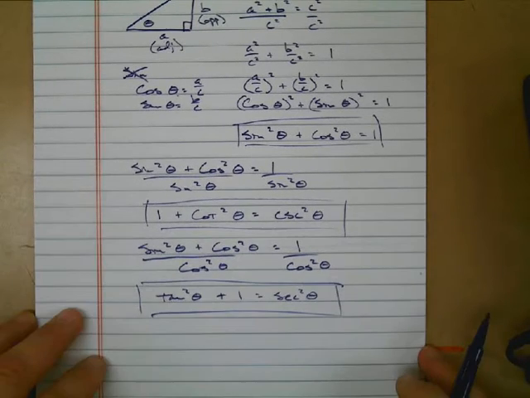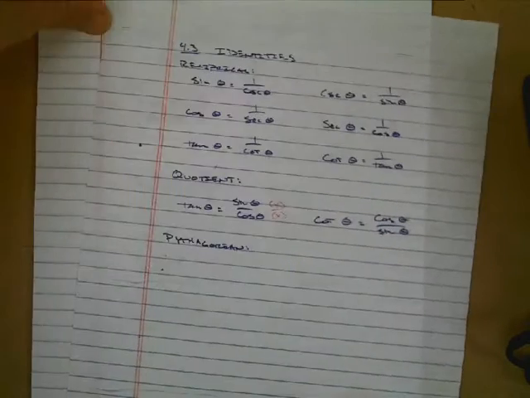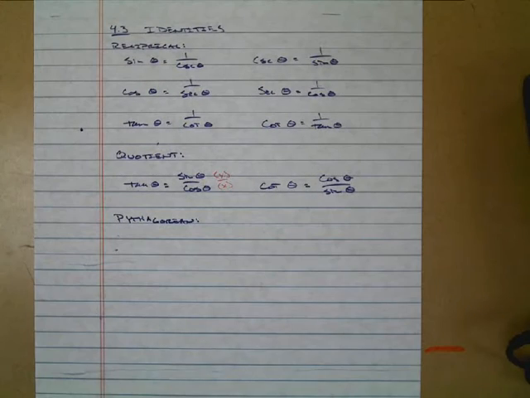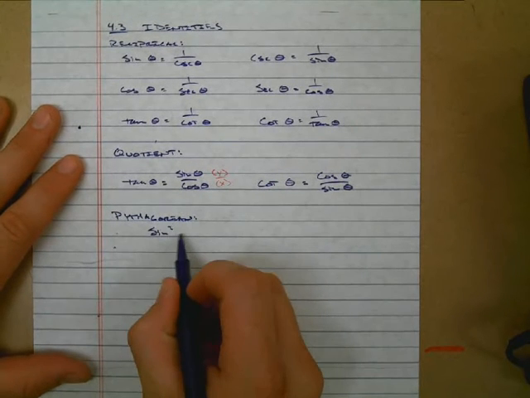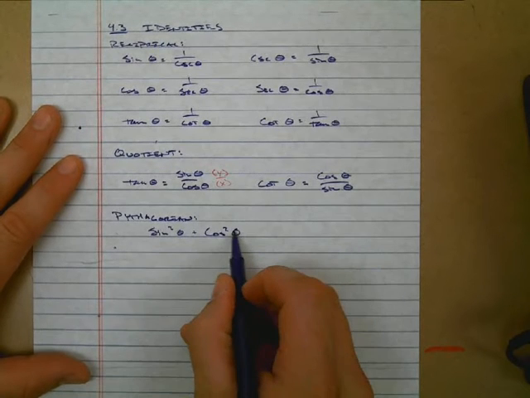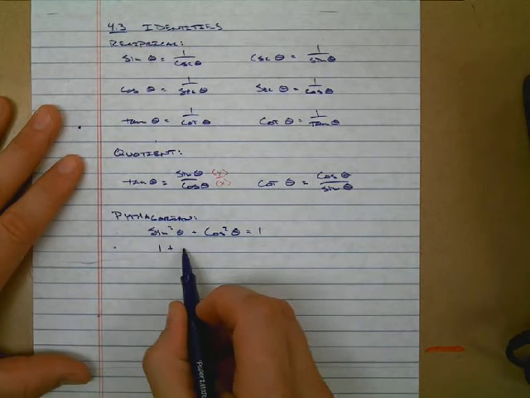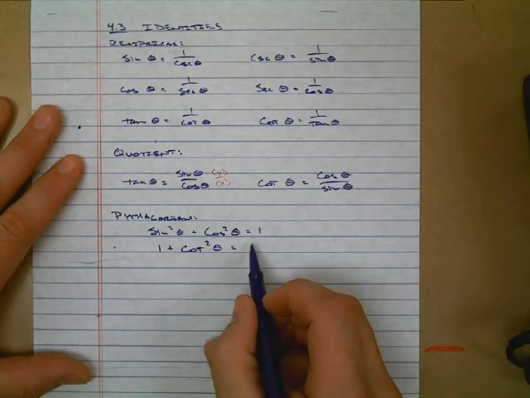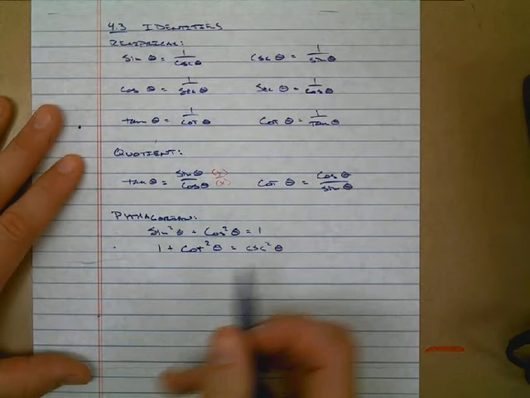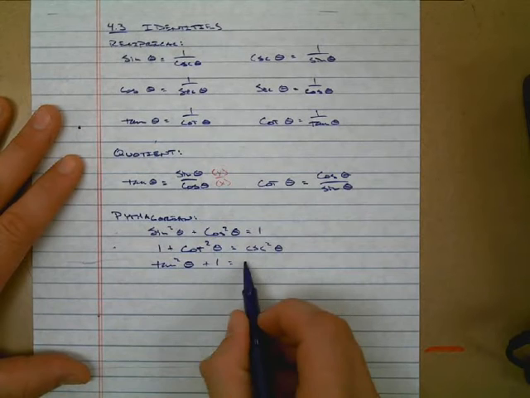Let's go ahead and put them on our handy-dandy note sheet, and we'll have all of our identities on one nice form for our reference. So our Pythagorean identities are sine squared theta plus cosine squared theta equaling 1, 1 plus cotangent squared theta equaling cosecant squared theta, and tangent squared theta plus 1 equals secant squared theta. And we can use those in quite a few applications.